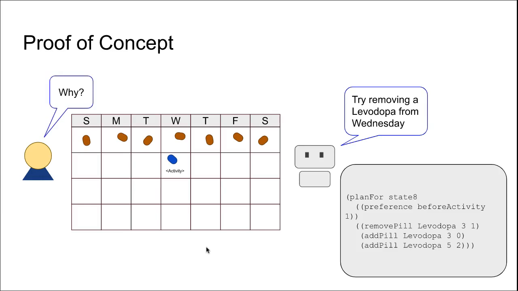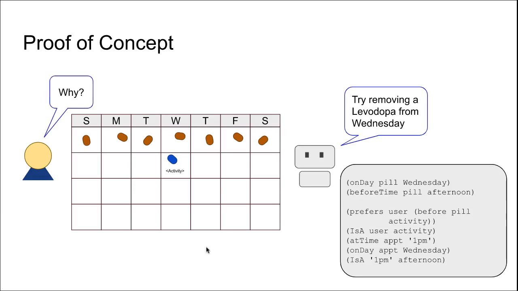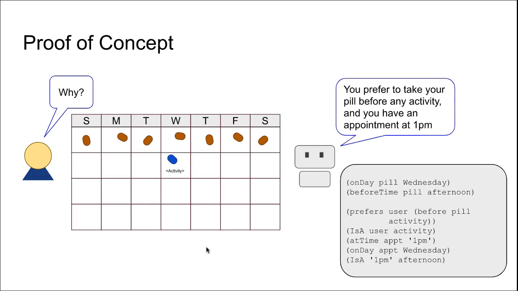And so the robot takes this question, right? We're not actually processing any natural language here, but the next thing that the system can do is that the explanation component will take the plan, take the user preferences, and construct this explanation frame. From this explanation frame, again, our system ends here, but we would be able to use some template-based natural language generation to construct this sort of output saying, well, you prefer to take your pill before any activity, and you have an appointment at 1 p.m.